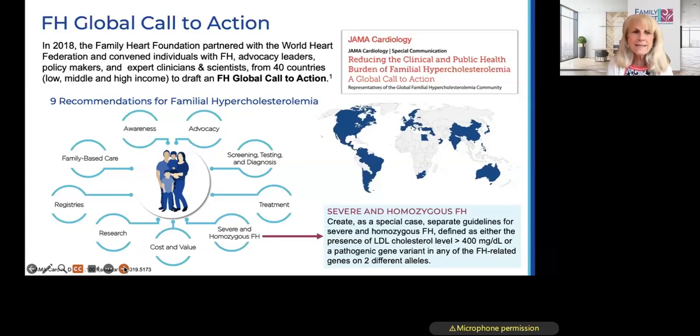We had 9 tenets, 9 recommendations, and one of them was for severe HeFH and homozygous FH to create, as a special case, separate guidelines for these individuals, defined as either the presence of an LDL greater than 400 or a pathogenic variant in one of the genes associated with FH, and any of the FH related alleles, as well as a family history of cardiovascular disease.